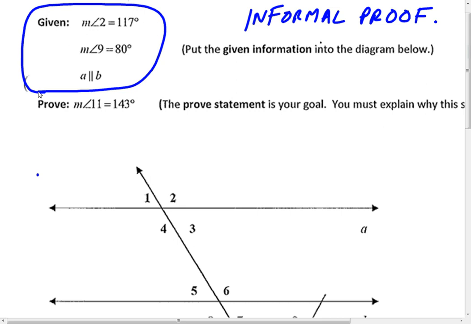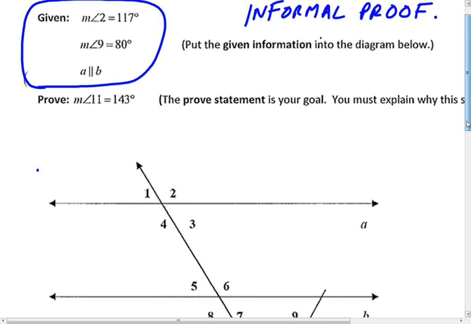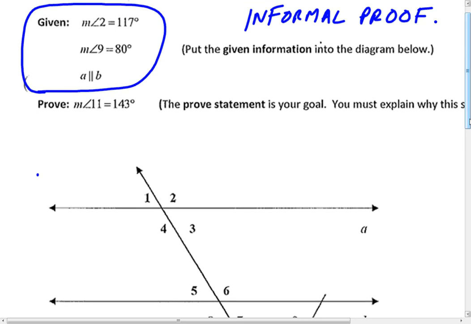Every geometry course is different. Every teacher is different about what they require for a proof. But most proofs start with the givens. In order to get credit for the givens, they have to show up in my diagram. So when I see 117 for angle 2, I'm going to put that directly into my picture, my diagram, and I'll circle it. If I've circled something, that means it should stay there. It's set in stone. It's assumed to be true because it's given.